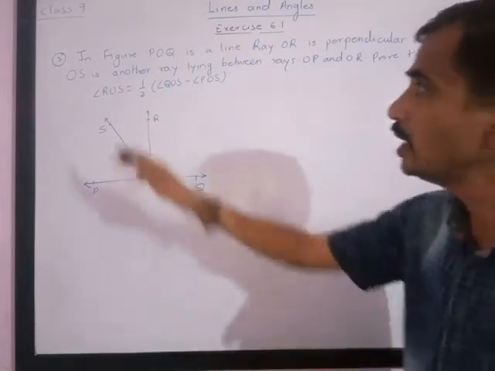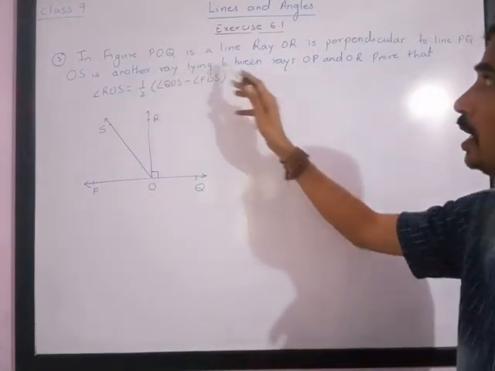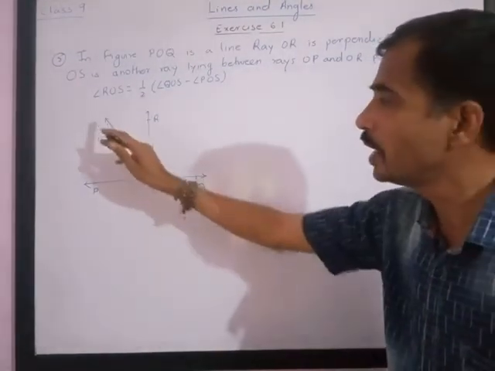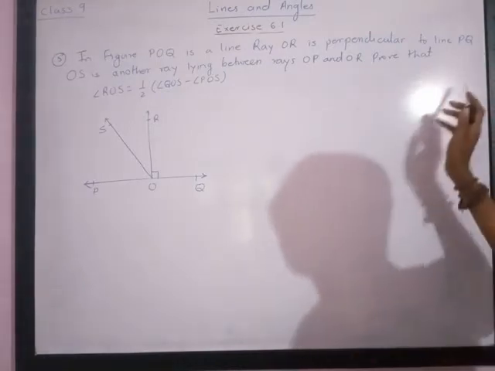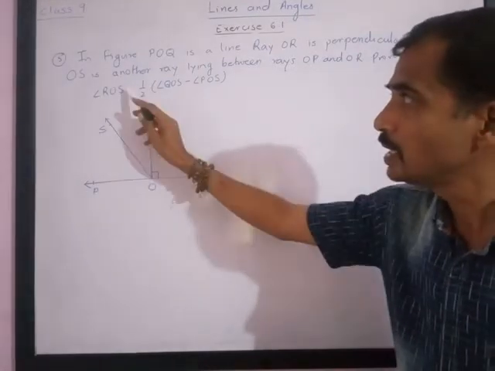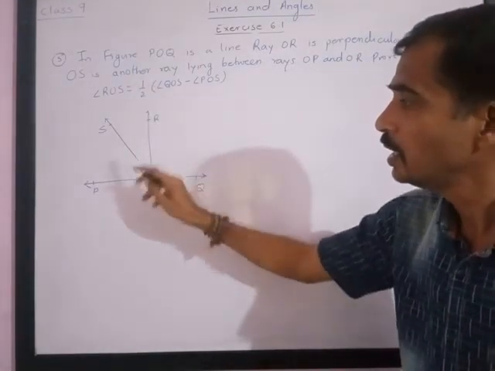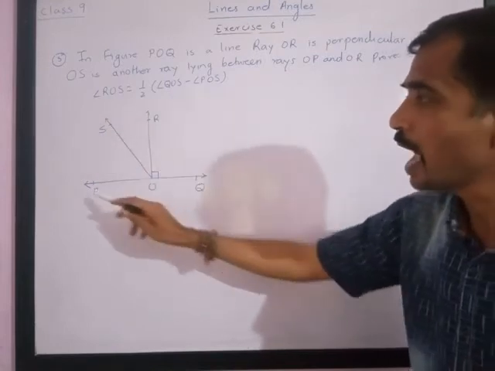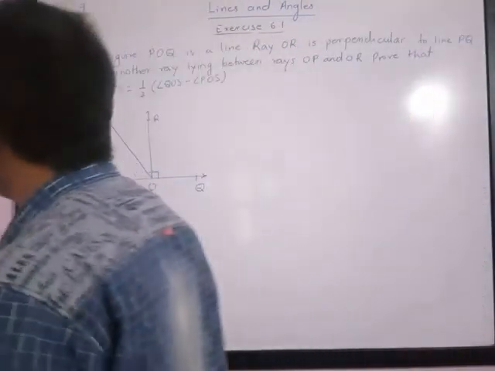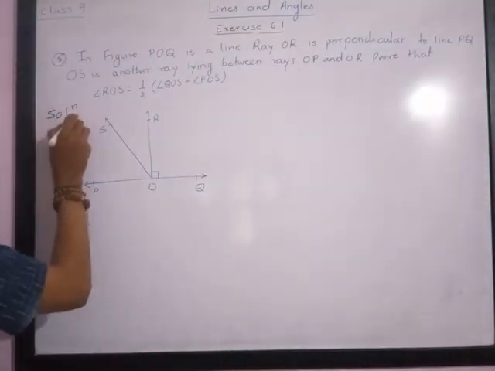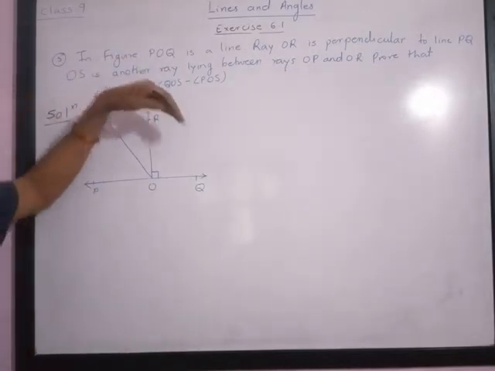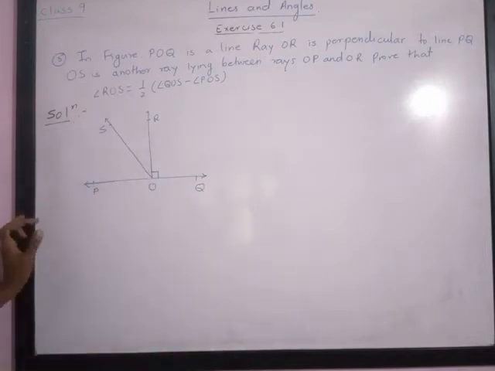This is given. Then OS is another ray lying between OP and OR. Prove that angle ROS is equal to half of angle QOS minus angle POS. Now, if you look at the question and try to solve it from these given things and from what is asked, you won't get a direct way to reach the answer. So you have to observe the question in a different way.